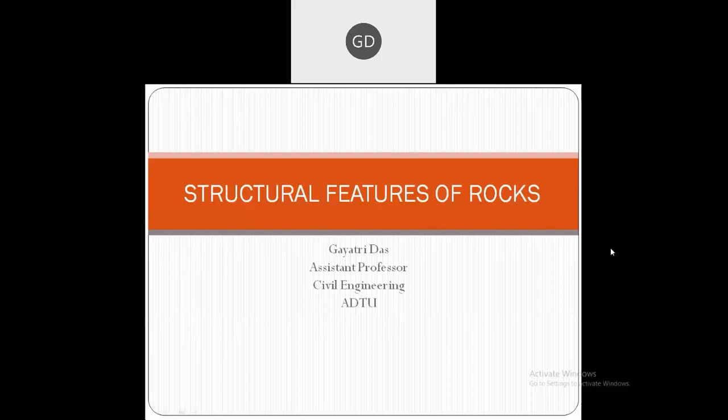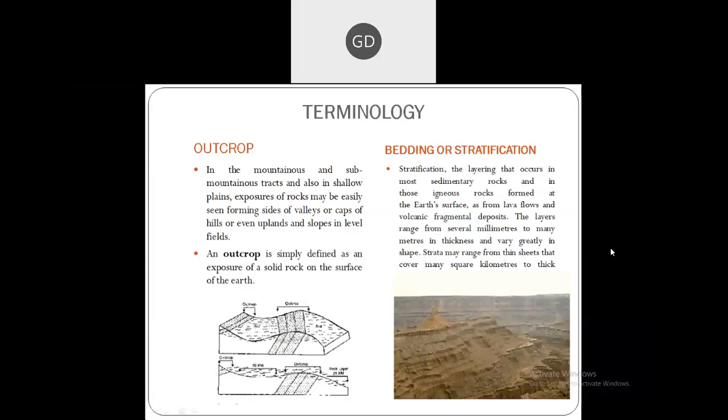Now, coming to the structural features of rocks. The geological work part by water, wind and atmosphere is finished. Before coming to the terminologies, rocks which are formed either on the surface of the earth or within it are subjected to numerous internal and external forces, either during their formation or after their formation.